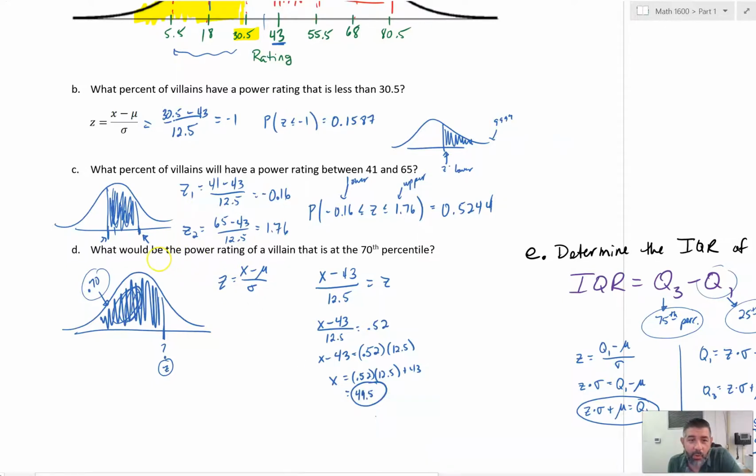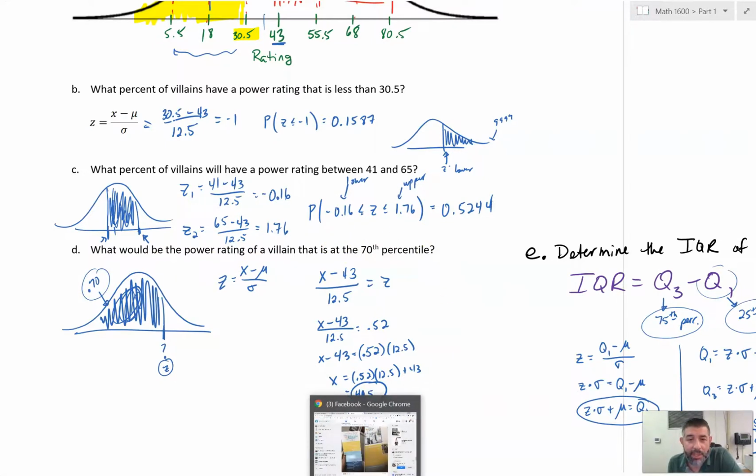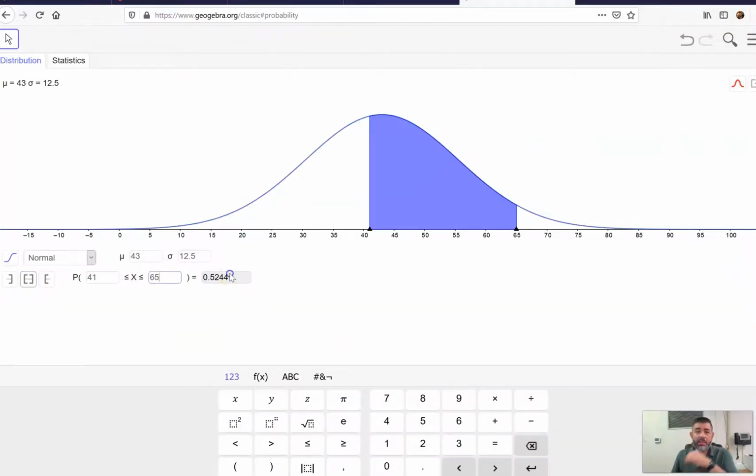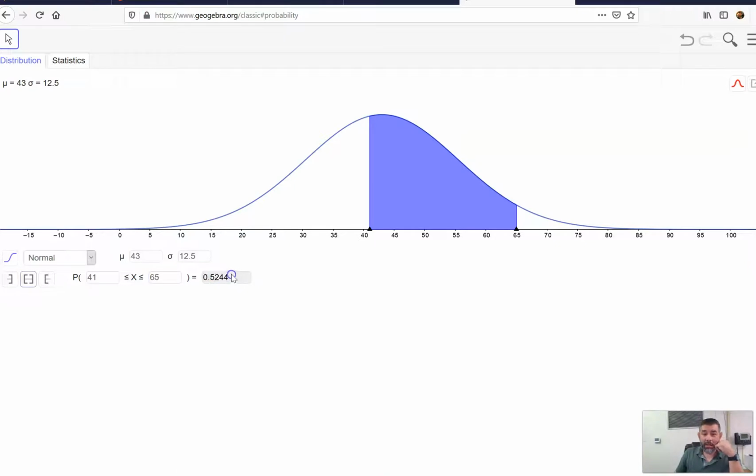Okay, how about this? What would be the power rating of a villain at the 70th percentile? So that's a little bit different here. Now, we're doing a percentile problem, and so we're actually looking for the value where this is 70%. Now, GeoGebra is a little tricky on this because it won't let you enter the actual percentage here. So what I have to do is do this first, because I know that a percentile means that this whole area is 70%.